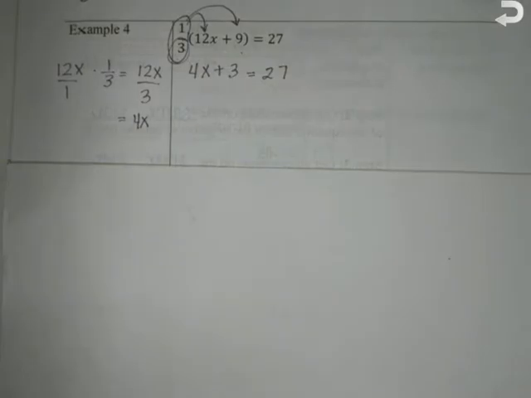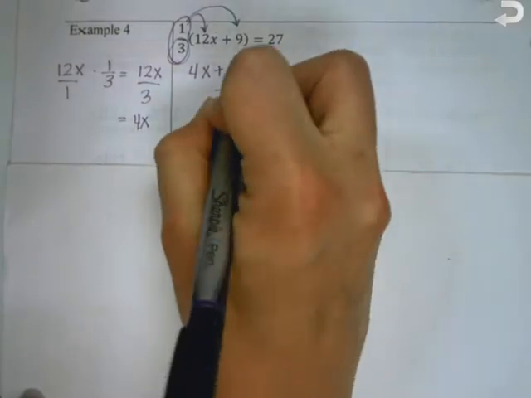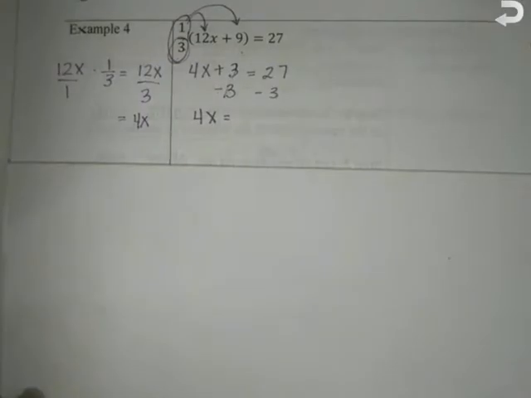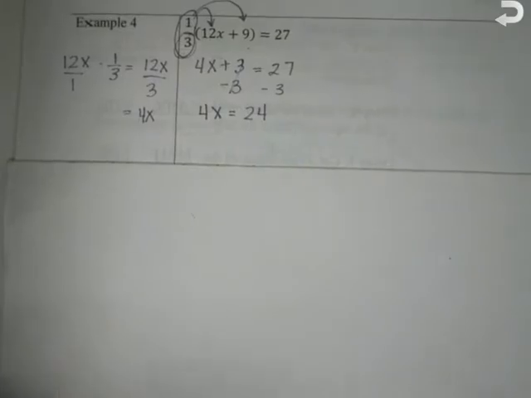Now this looks like something we can do. What do I do next? Subtract 3. So 4x equals what? 24. Then what? Divide by 4. You guys are so good at these now. So x equals 6.